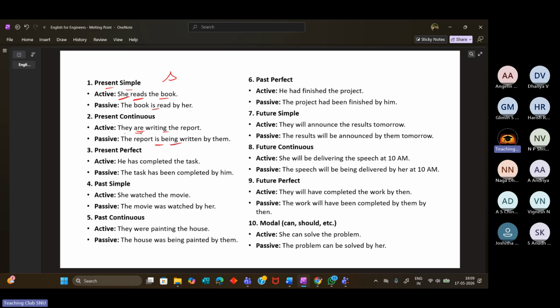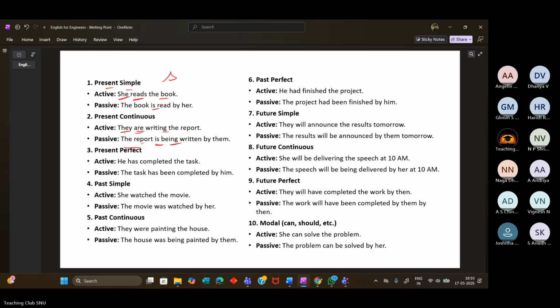So be careful. Here, the main driver of the sentence is they, so we complement they, and that's why it's are. It's a plural form. Whereas in the passive voice, the main driver of the sentence is the report, which is singular, so we complement it with is. So be careful with it when solving examples in the exam. These are the things which will look very easy but will trick you.